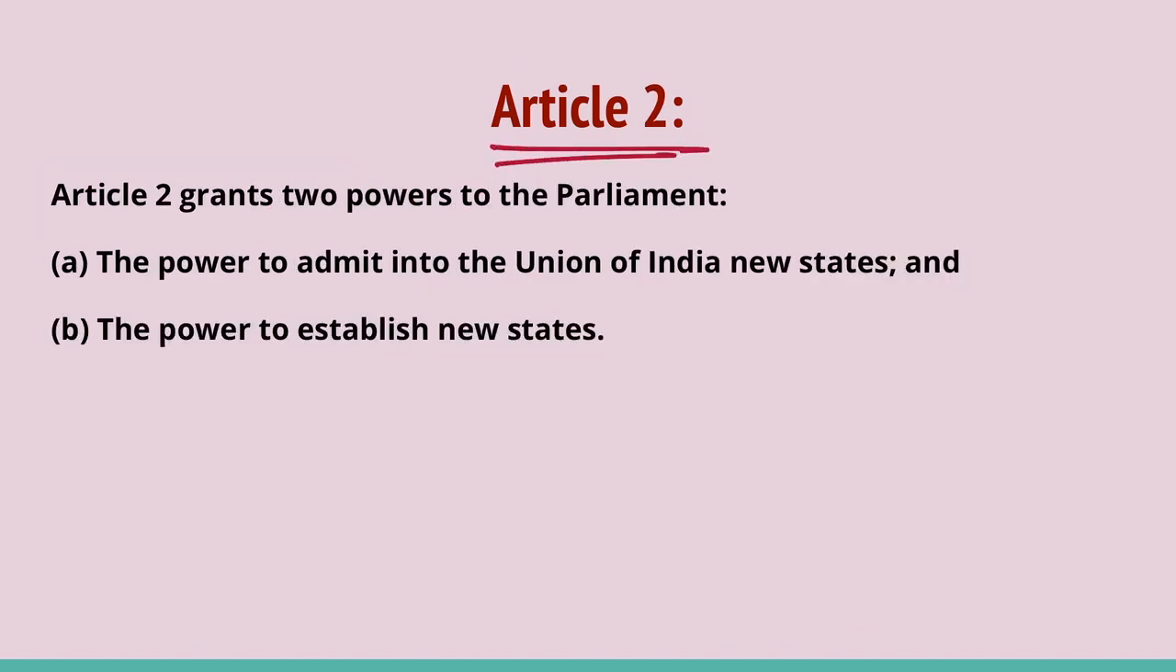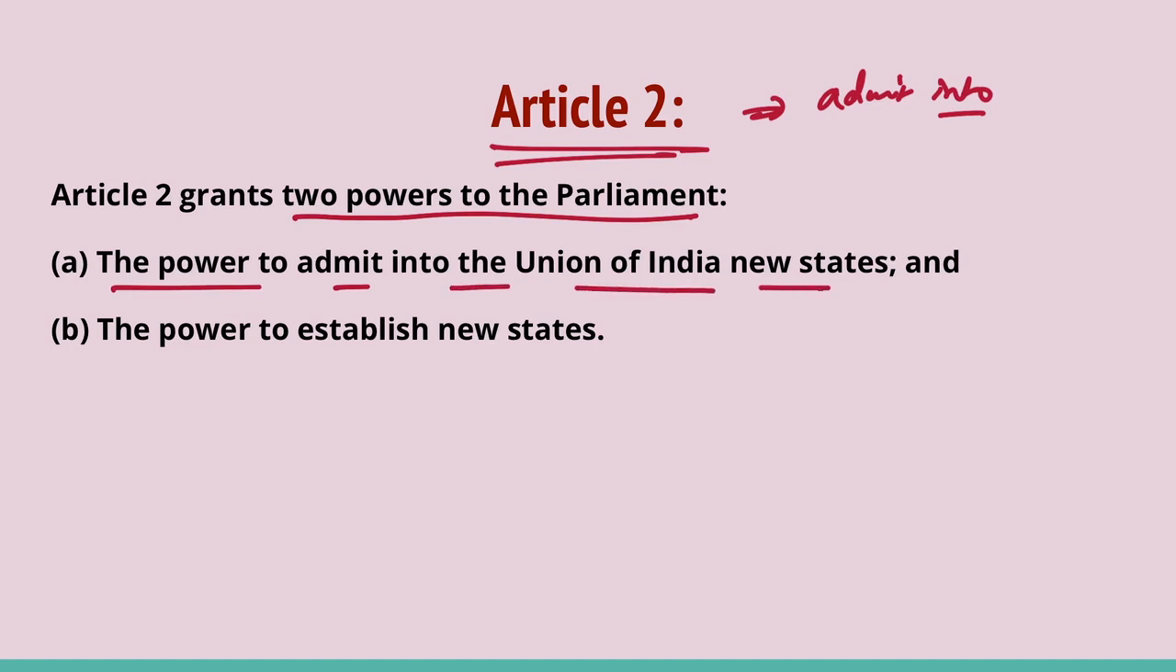Article 2 empowers the Parliament to admit into the Union of India or establish new states on such terms and conditions as it thinks fit. Thus, Article 2 grants two powers to the Parliament: the power to admit into the Union of India new states, and the power to establish new states. The first refers to the admission of states which are already in existence, while the second refers to the establishment of states which were not in existence before.